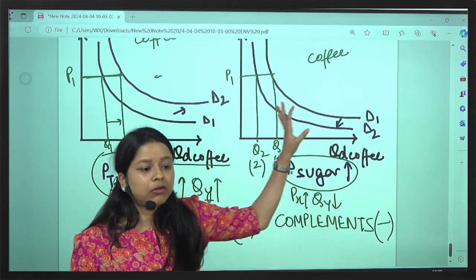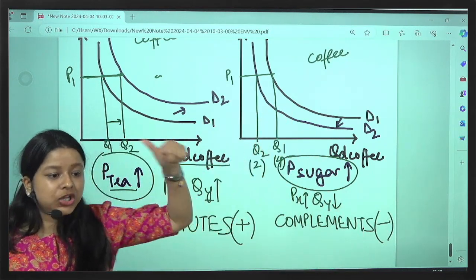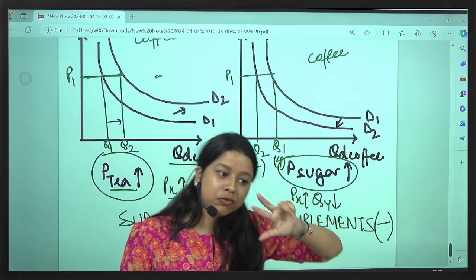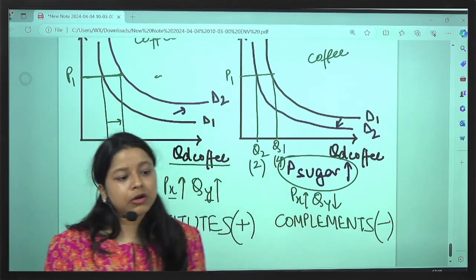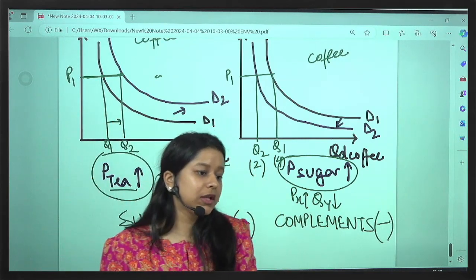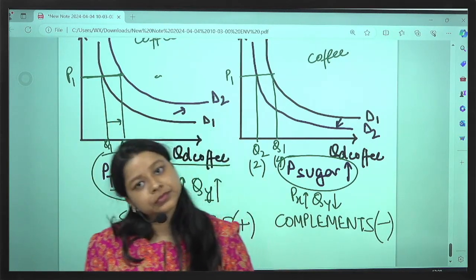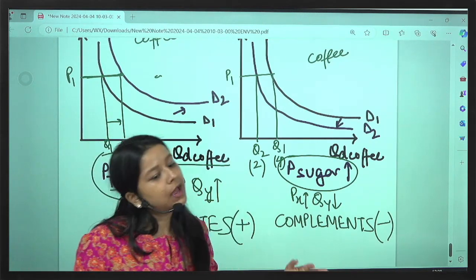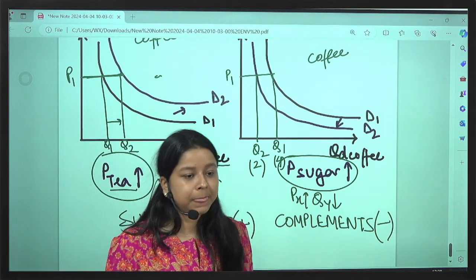Clear? Law of demand, factors affecting demand, change in demand, movement along the demand curve. How do you prove the law of demand? Using substitution effect or using income effect. Okay? You'll just go through the notes and you will remember everything. Okay? Thank you.